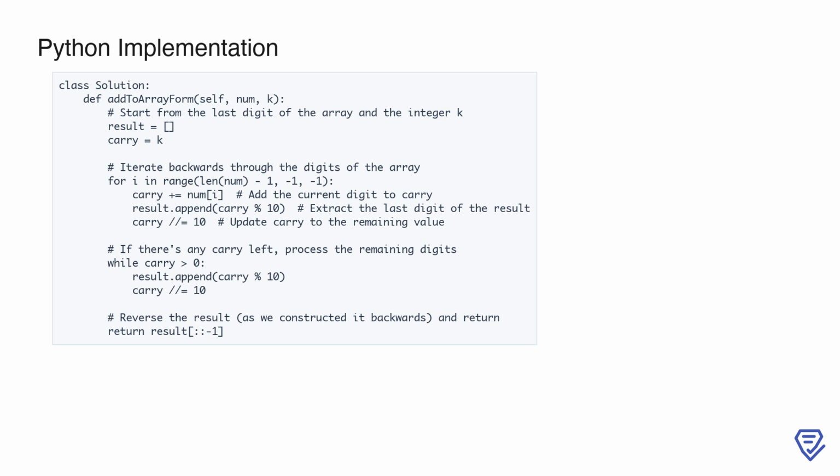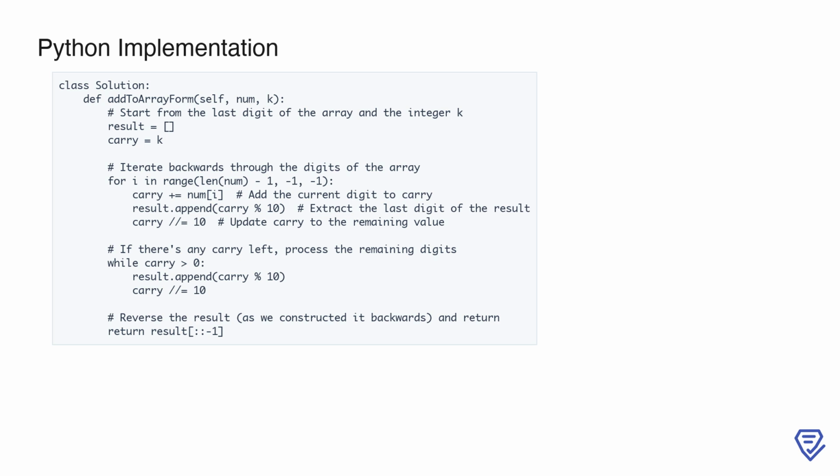2. Iterating through the array. The function processes the array number from the least significant digit, rightmost, to the most significant digit, leftmost. This ensures that additions are handled correctly, propagating any carry to the next significant digit. For each digit in number, the function adds it to carry. The last digit of the resulting sum, carry % 10, is appended to the result list. The carry is updated by performing integer division by 10, effectively removing the last digit.